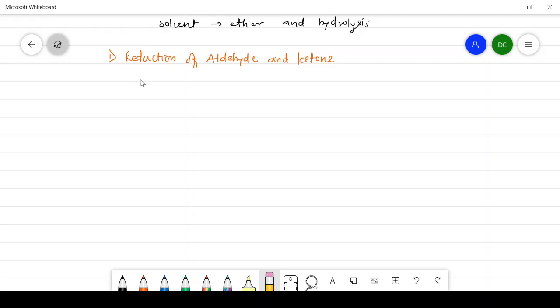As studied in the mechanism, we know that aldehyde or ketone, when they undergo reduction in presence of LAH, will form a corresponding alcohol. It may be a primary alcohol or a secondary alcohol. General reaction: RCHO, it is aldehyde. When it is treated with lithium aluminum hydride, ether, and second step hydrolysis, it will give RCH2OH. It means that aldehydes give a primary alcohol.